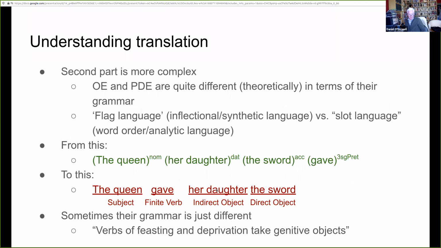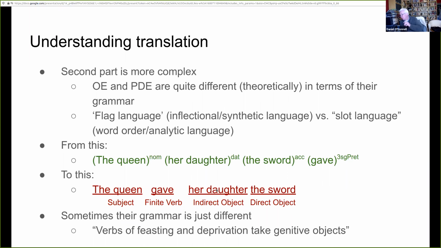In fact, my second article was showing that a gloss that people were using was wrong. So the second part is a little bit more complex, just because we can look up what a word means in a dictionary, but you can't really look up a syntax construction in the dictionary. And also because Old English and present day English are quite different from each other, theoretically speaking. In practice, they're actually not, which causes trouble.